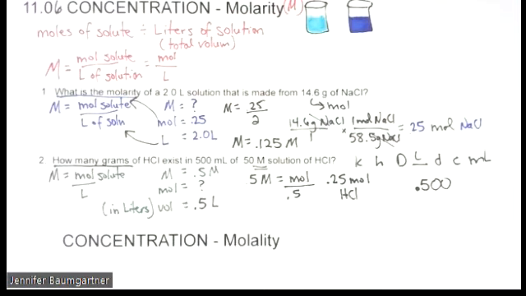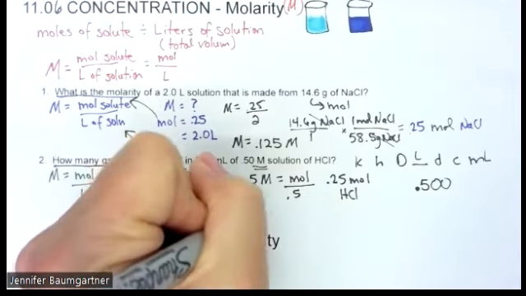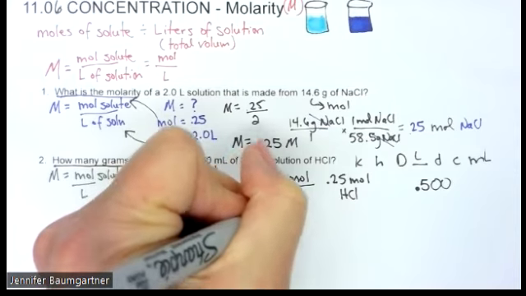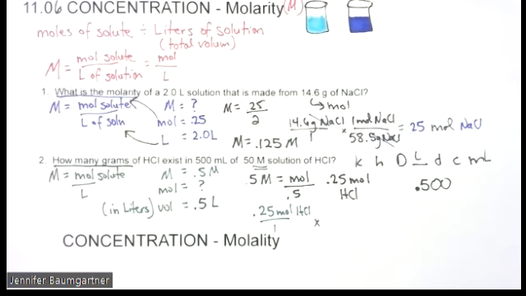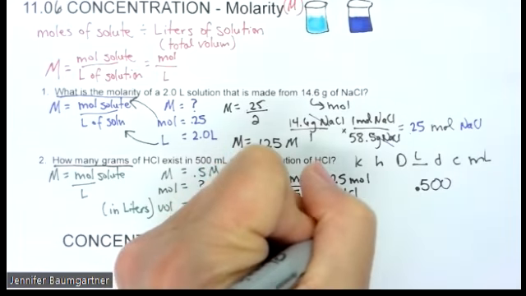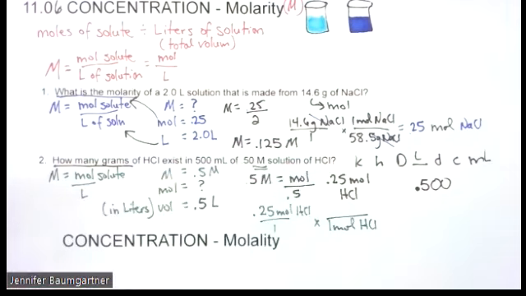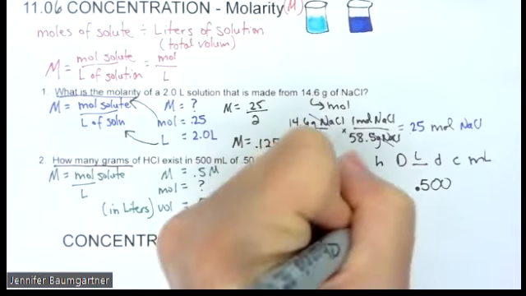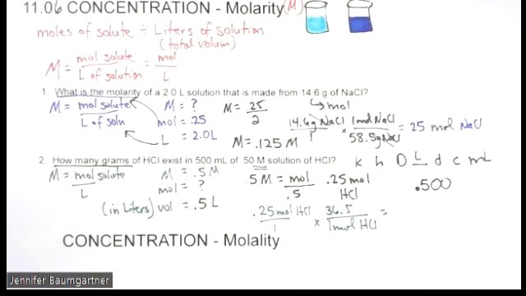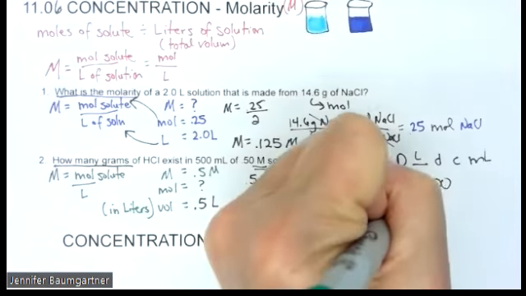Okay, the problem doesn't ask me for moles, it asks me for grams. So let's do a mole to mass conversion. I'm going to take 0.25 moles over 1, and that's HCl. And I'm going to have to multiply that by the molar mass of HCl. I have 1 mole of HCl. Chlorine is 35.5, hydrogen is 1, so this is going to be 36.5. And when I solve this, I get 9.1 grams.